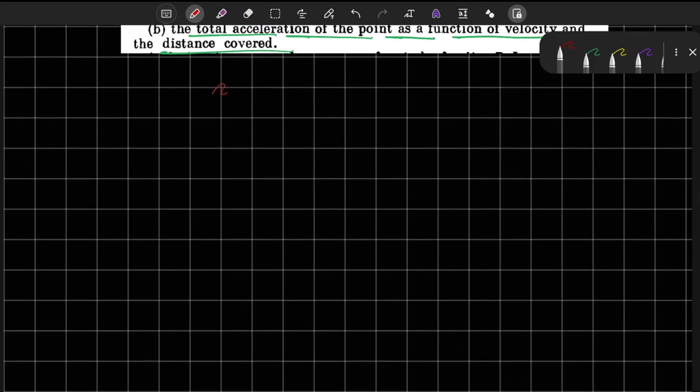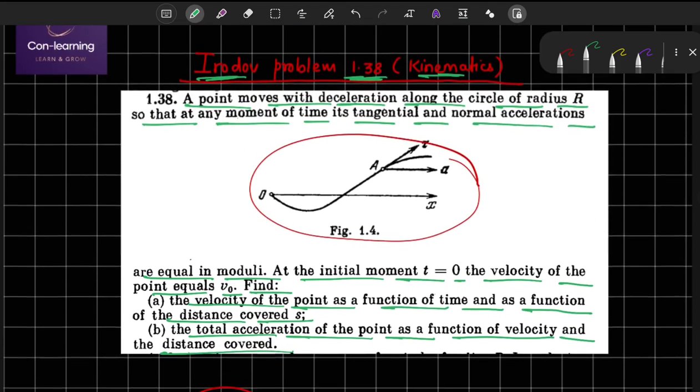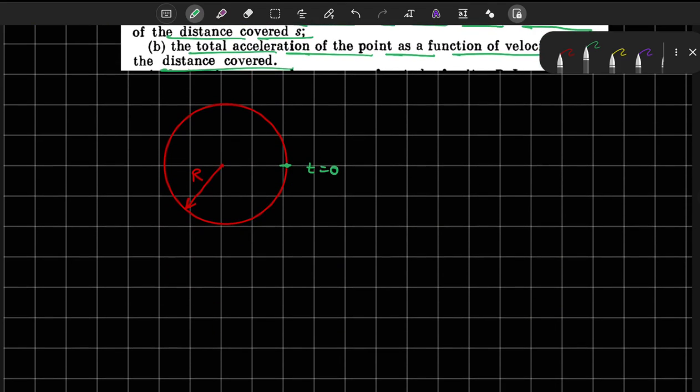So let us first draw the circle. So this is the circle. Let us say the radius of this circle is r. Now initially at the time moment t equals 0, the point was located at this particular point on the circle, and it has the initial velocity v0, let us say in this particular direction. Now at the moment t, let us say the point is at this particular location on the circle.